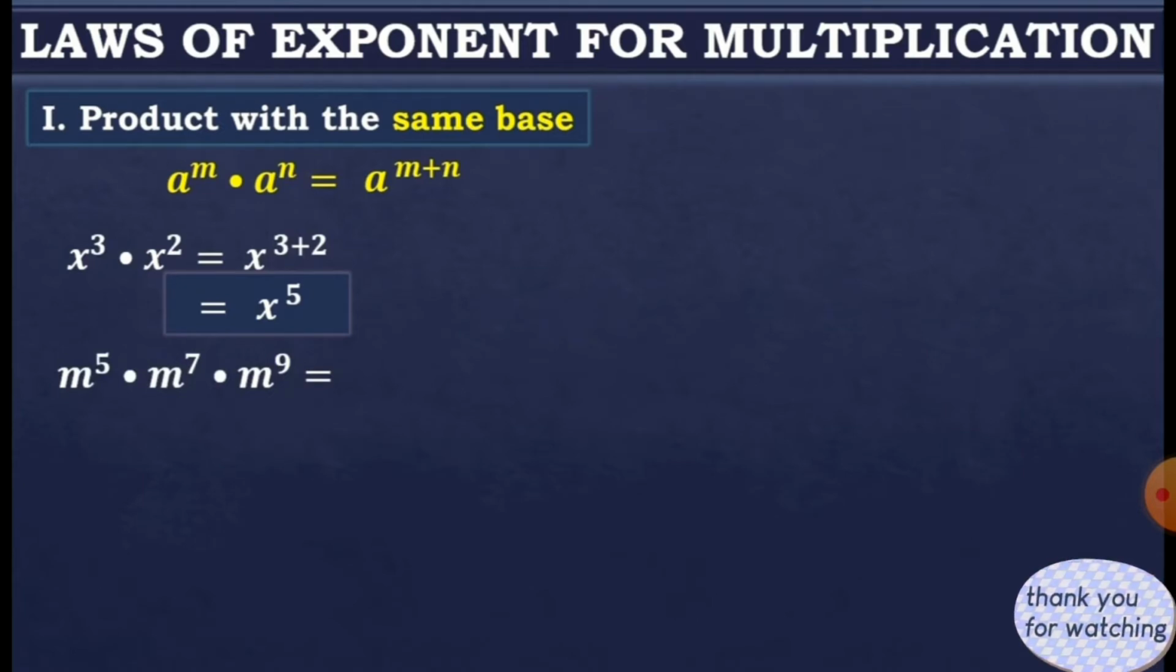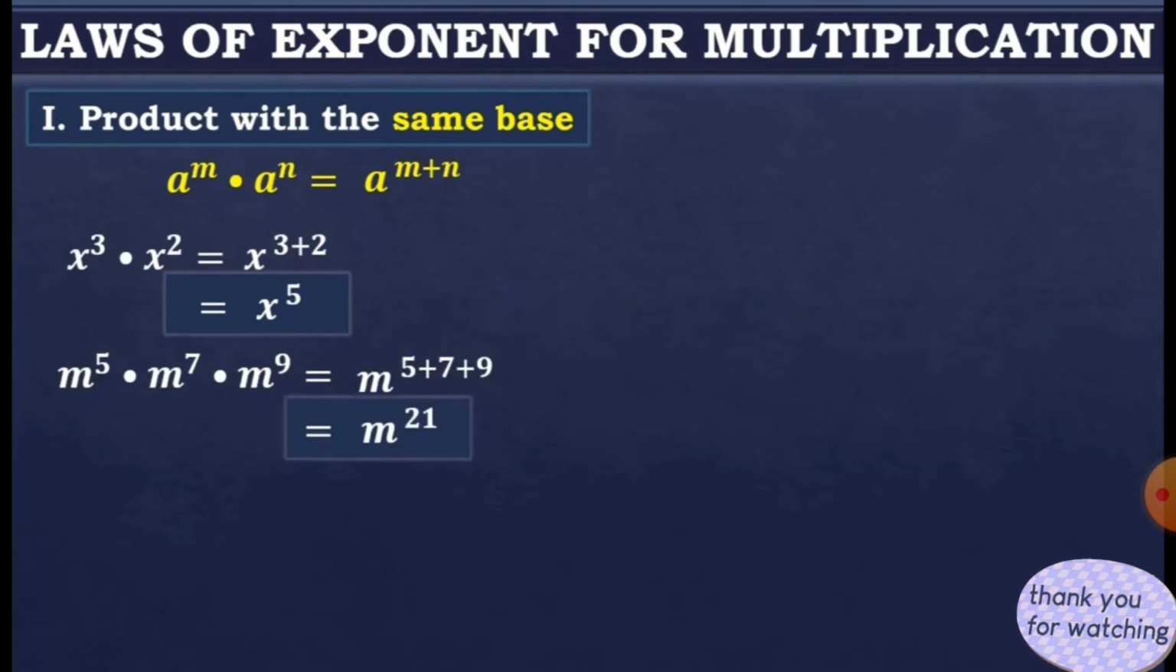Another example, we have m to the 5th power times m to the 7th power times m to the 9th power. So you copy the common base because they have the same base, m, and then you add all the exponents, 5, 7, and 9. So it becomes m raised to the power of 21. That's the final answer. So let's have more examples.